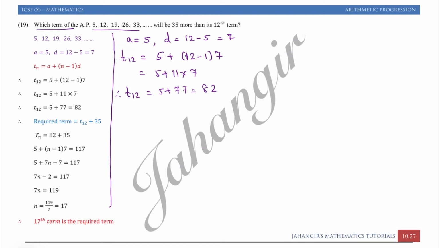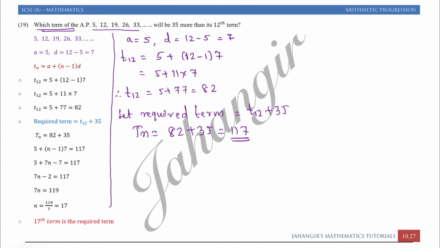Now we have to find which term of the AP is 35 more than the 12th term. So let us say the required term is 35 more than the 12th term, T12 plus 35. So that will give you, we said Tn is equal to the 12th term, 82, plus 35, which is equal to 117. We have to say which term is 117. So for that we have to find n.